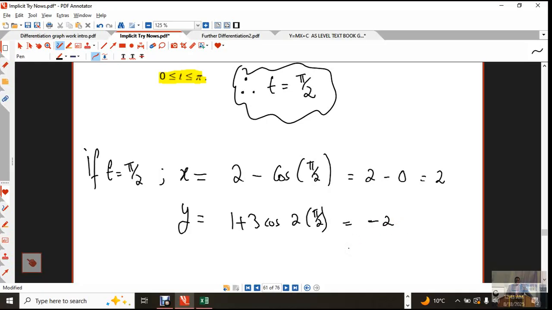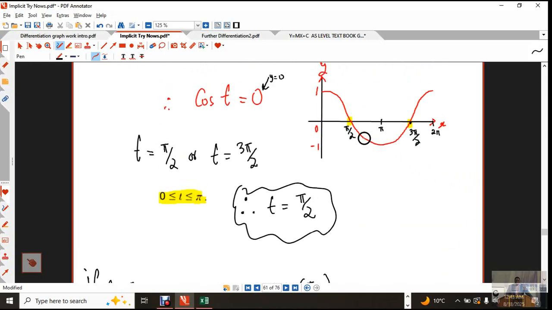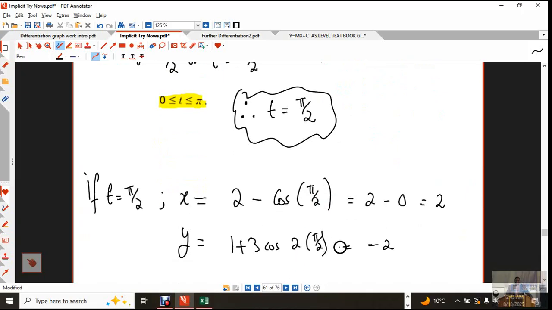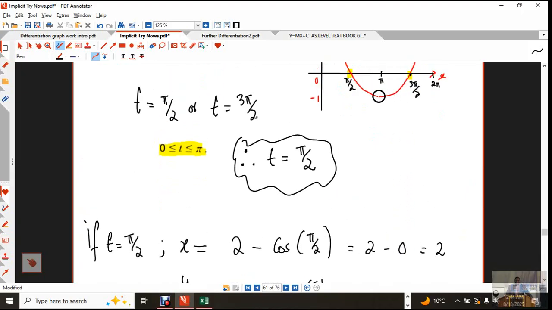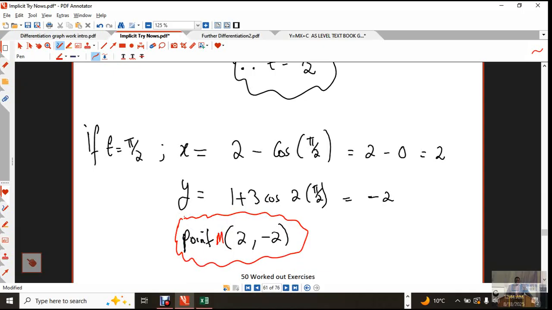So of course I'm using also my graph. Okay, I know that if I'm here at pi over 2, this one here, pi, cosine of pi is going to be here at negative 1. Right. Good. So what is the point? The point that we have is the point x is 2 and y is negative 2. So this is the point M, which was the point on the curve that they asked us to find the coordinates of.